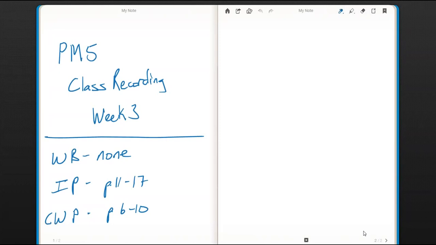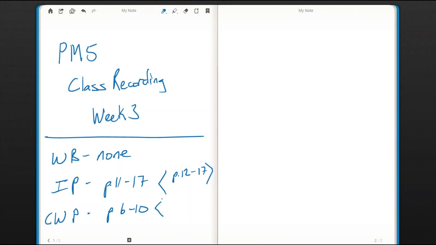In the intensive practice book, we're working on pages 11 through 17, and there's a recording posted online also for pages 12 through 17 because those are all word problems. And then also, of course, the Challenging Word Problems book has a recording posted for working all of those problems. So for the most part today, there's not a lot for me to talk about.